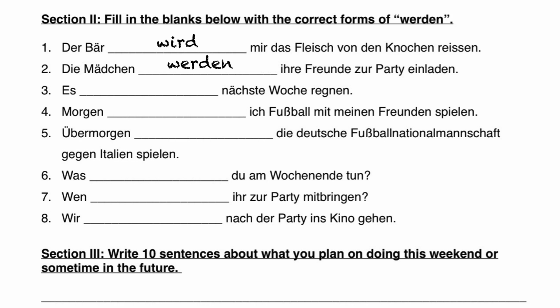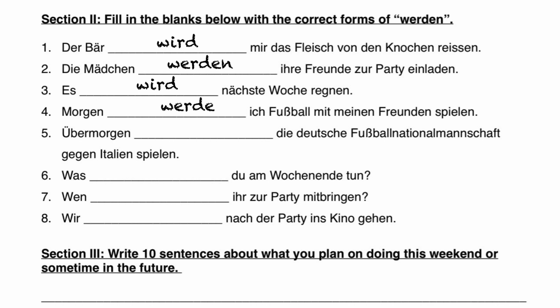Nummer 3. Es, something, nächste Woche, regnen. Es is our subject in this sentence. We want to say it will rain next week. So we insert wird, W-I-R-D, es wird nächste Woche regnen. It will rain next week. Nummer 4. Morgen, something, ich Fußball mit meinen Freunden spielen. Ich is the subject because ich is always the subject if it's in the sentence, otherwise it becomes mich and mir. So here we have the ich form, which is ich werde. Morgen werde ich Fußball mit meinen Freunden spielen. Tomorrow I will play soccer with my friends.